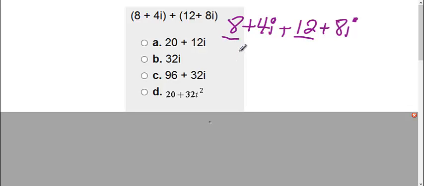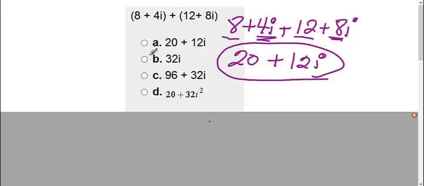8 plus 12, I get 20. 4i plus 8i, I get 12i. Again, making sure your constant is first, your imaginary part is second. So we get 20 plus 12i, which is choice A.